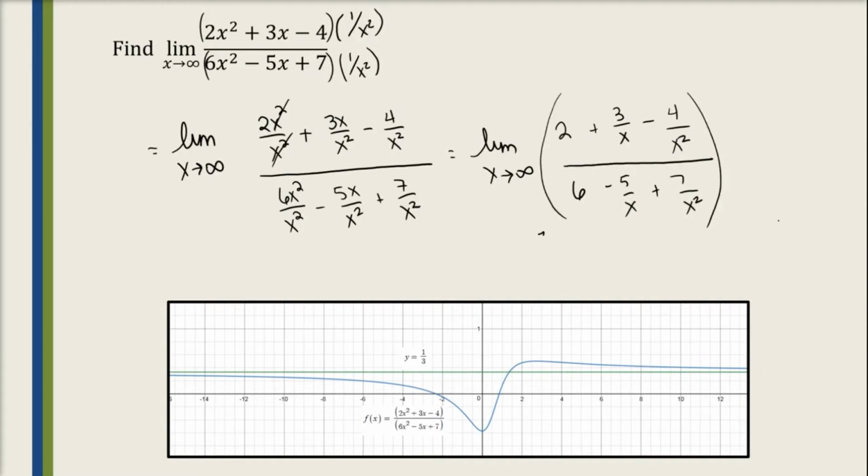So using our properties of limits, we're really evaluating the limit of each piece separately. And we know that as x goes to infinity, 3 over x will go to 0. 4 over x squared will go to 0. Negative 5 over x will go to 0. And 7 over x squared will go to 0. So really, as x goes to infinity, this ratio starts to look like the fraction 2 over 6, or 1/3.